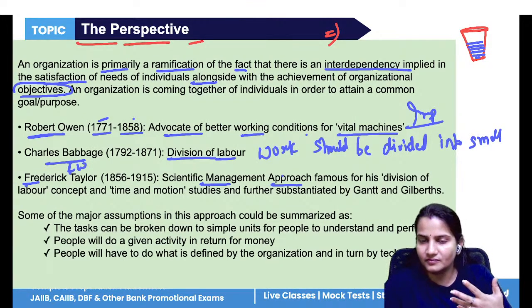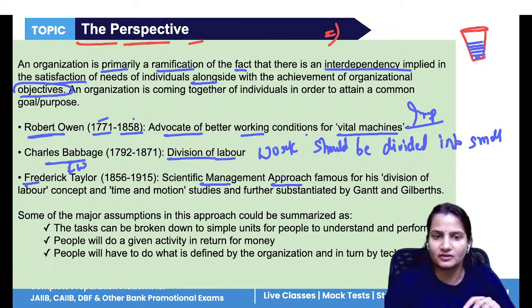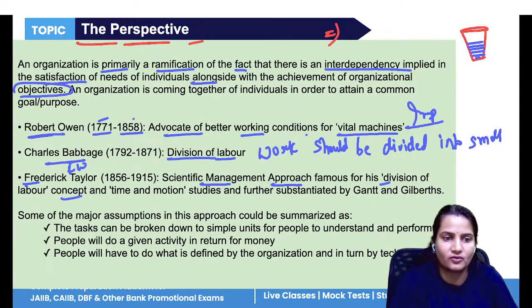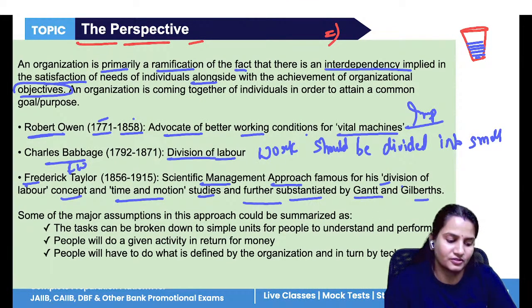Whatever approach we are using in our business, we should use the approach in a scientific manner. Means new technology should be there. Okay, new things are updating every day, so we should not use the old method. We should follow new methods. That is what Frederick Winslow Taylor has said for his division of labor concept, the time and motion study. And it has been substantiated by Gantt and Gilbreth both.